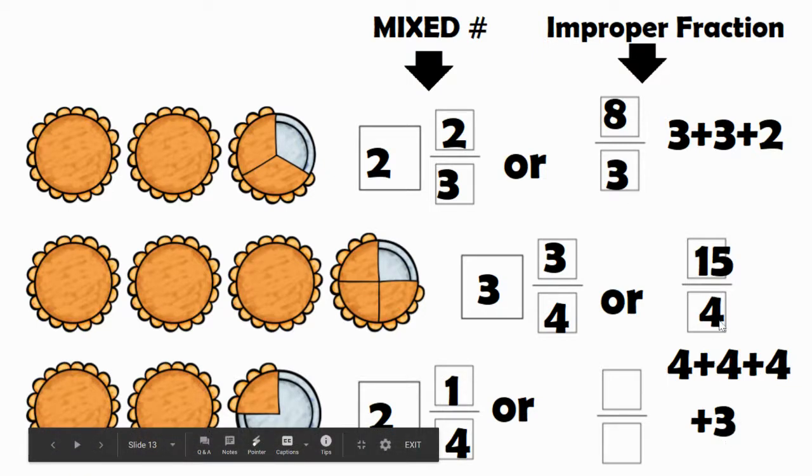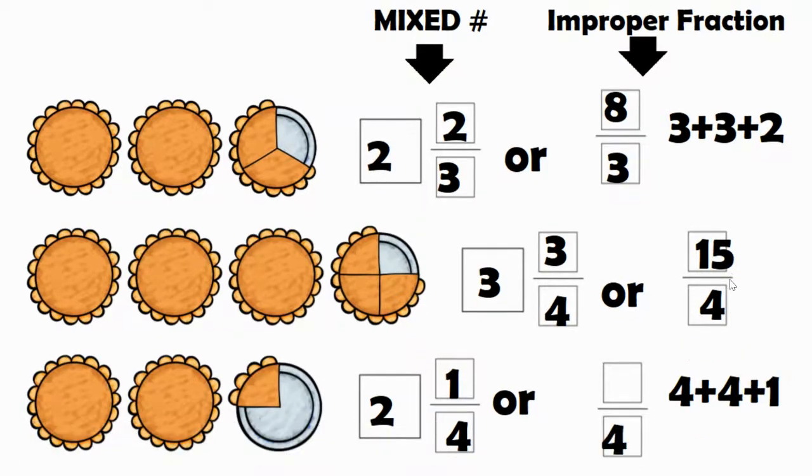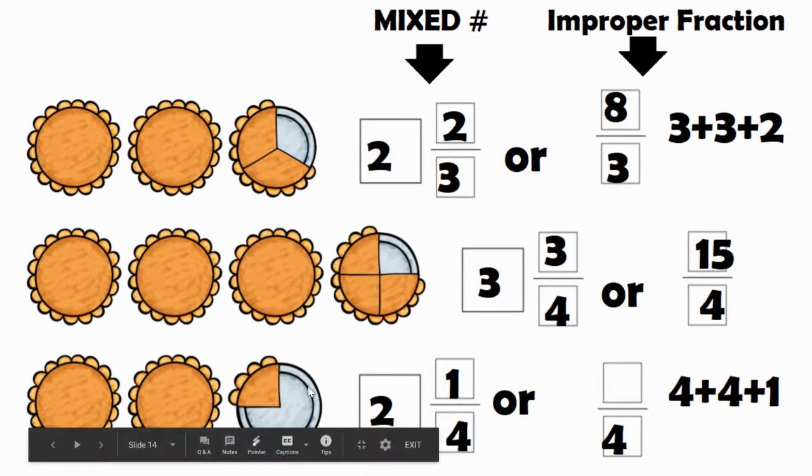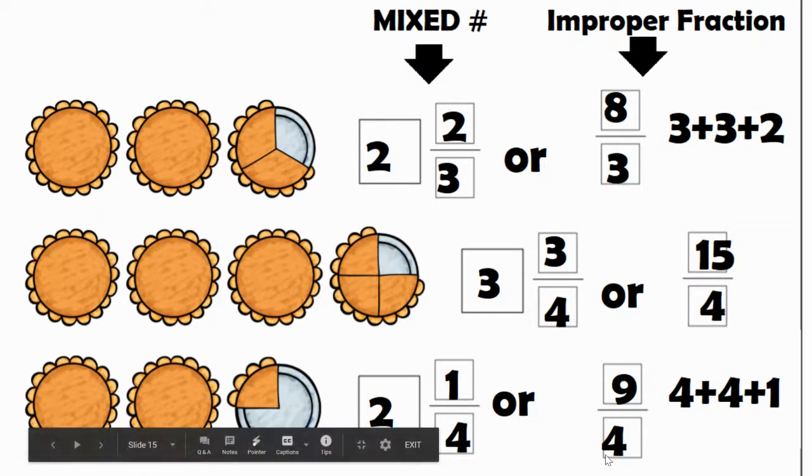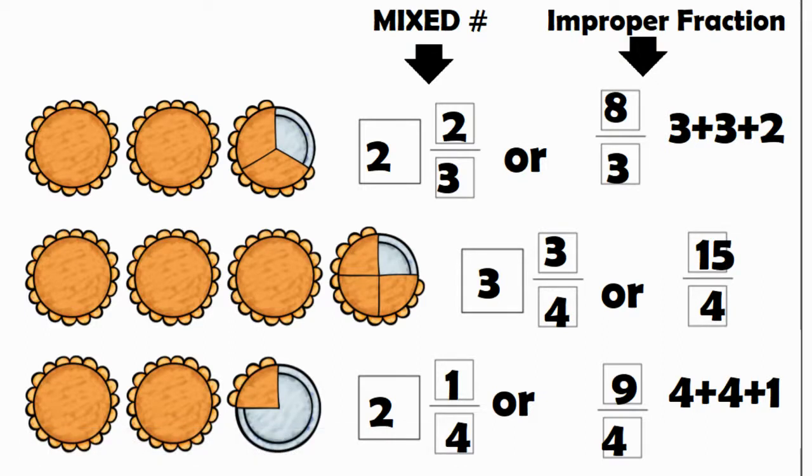So 15/4. All right. So the third one, these are also separated into quarters, and we can tell by the size of the broken one already. So we can go 4 plus 4 is 8, plus 1 is 9. So our improper fraction would be 9/4. As you get into the higher grades, you're actually going to be using mixed numbers and improper fractions. This is really important. All right, so now we're going to do some practice.